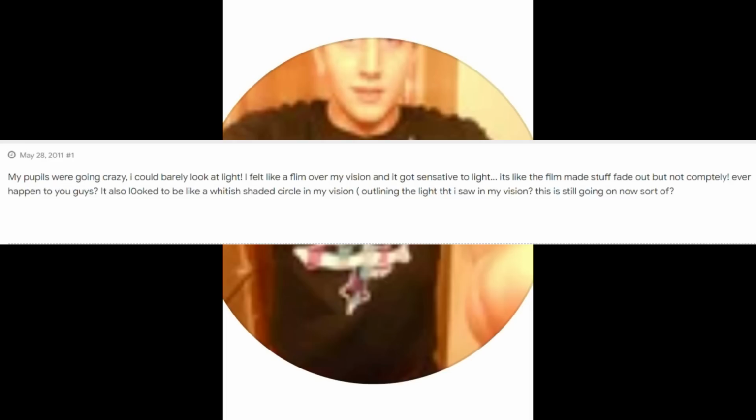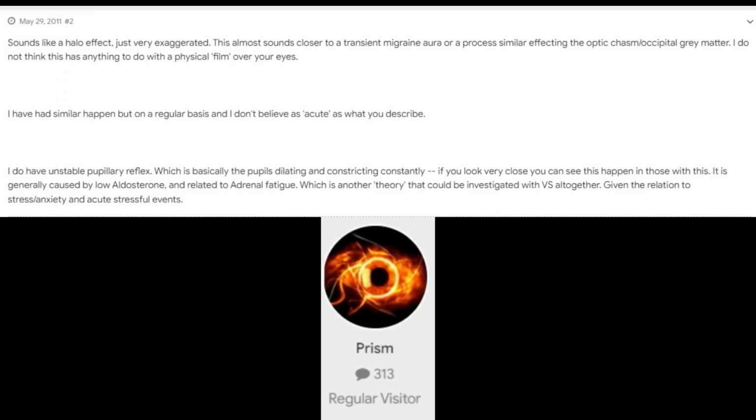It also looked to be like a whitish shaded circle in my vision, outlining the light that I saw in my vision. This is still going on now, sort of. Prism says, sounds like a halo effect, just very exaggerated. This almost sounds closer to a transient migraine aura or a process similar affecting the optic chiasm occipital gray matter.